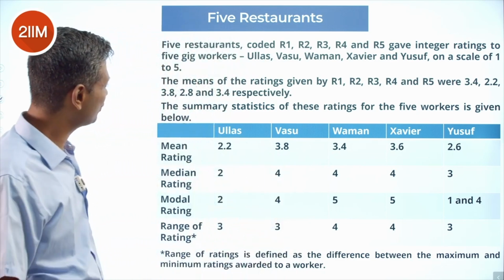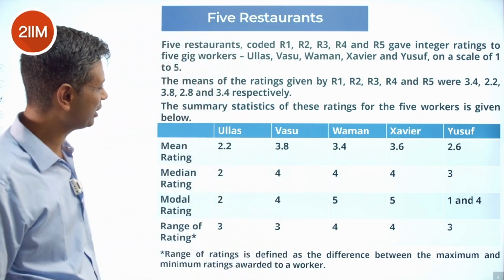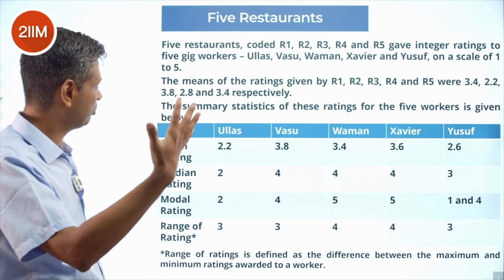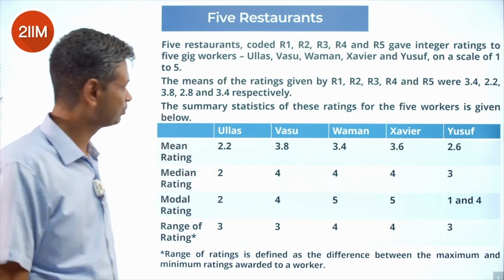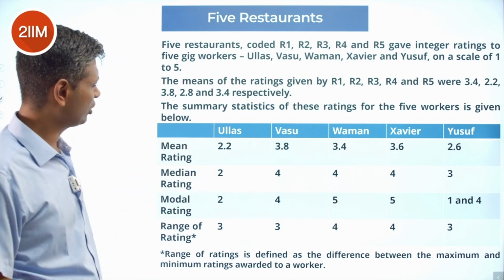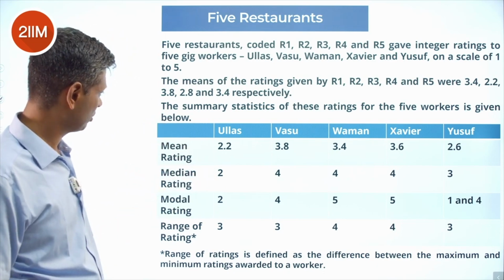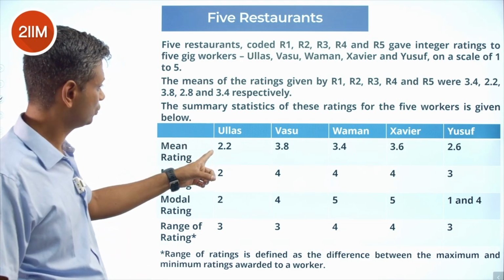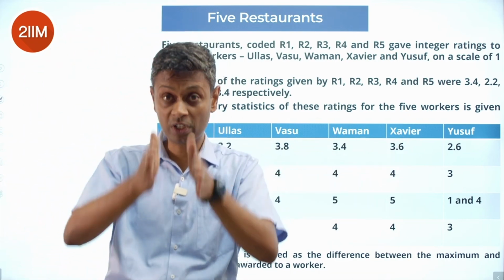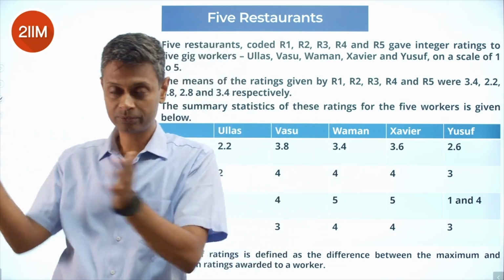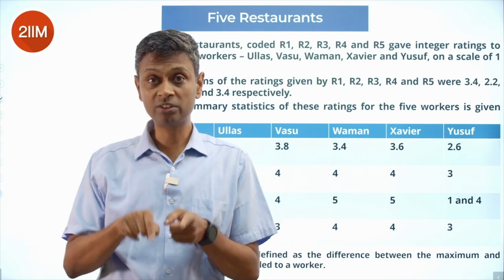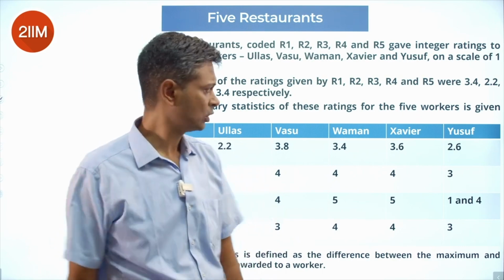The means of the ratings given by R1, R2, R3, R4 and R5 were 3.4, 2.2, 3.8, 2.8 and 3.4. 5 restaurants, 5 people, 1 to 5 integer ratings. The summary statistics of these ratings for the 5 workers is given below. Mean rating for Ullas is 2.2, Vasu is 3.8, 3.4, 3.6, 2.6. So we have the mean rating that the gig workers get, and the mean rating that the restaurants are given. So what R1 has given to UVW, XY, we have a mean. How much Ullas has got from R1, R2, R3, R4, R5, we have a mean.